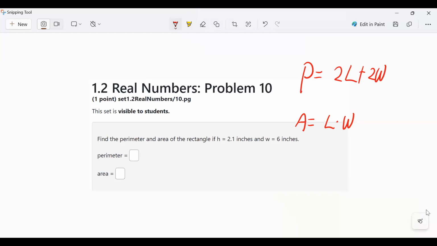Here H is the same thing as L. L equals 2.1 and W equals 6. So here L equals 2.1, W equals 6, right? And you want to do the calculation for each one of these. Okay, I'll give you a couple minutes. Try this. We talked about the area and perimeter formulas earlier.